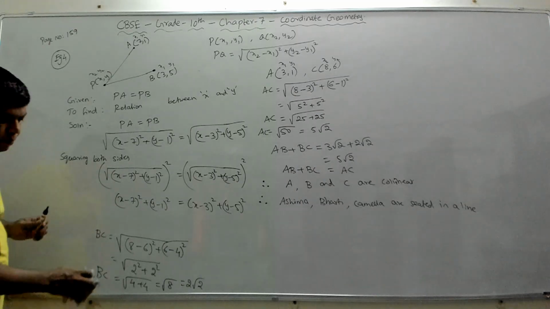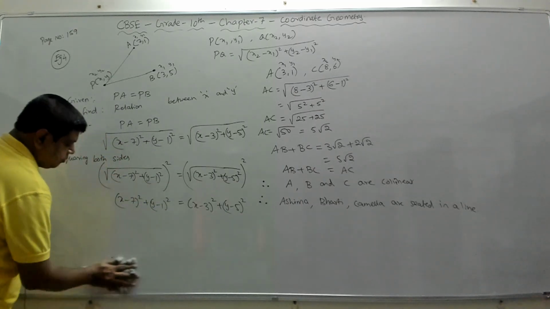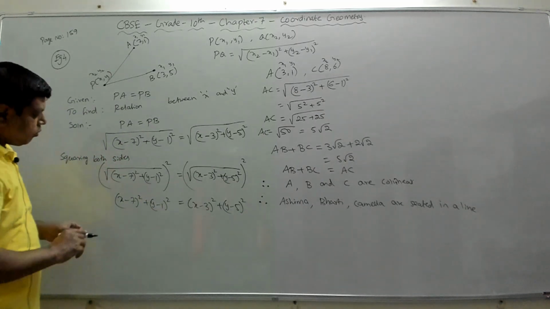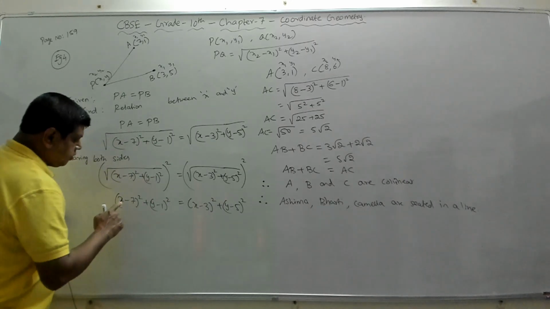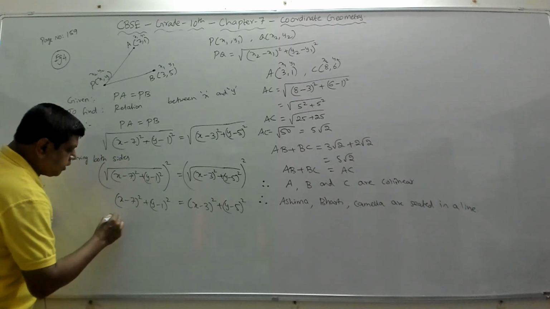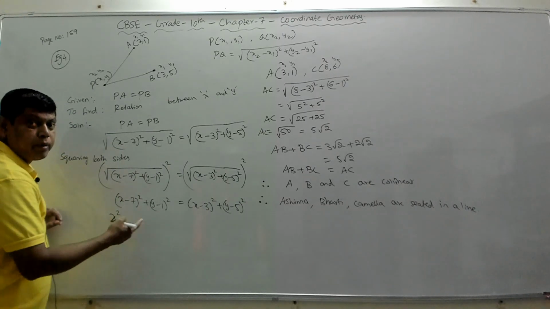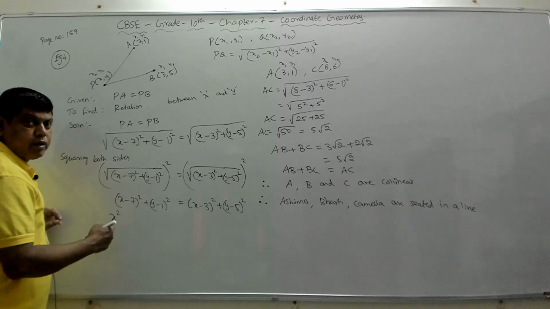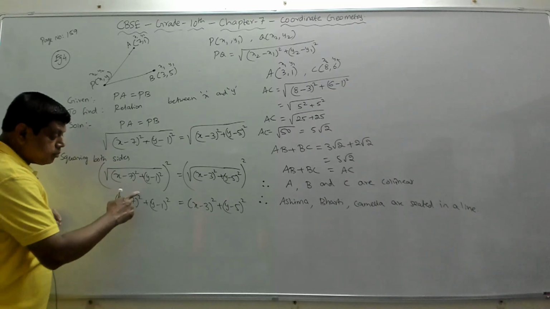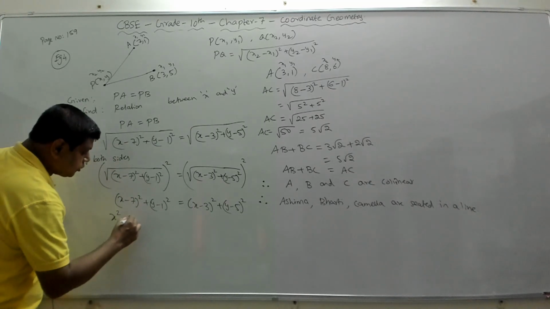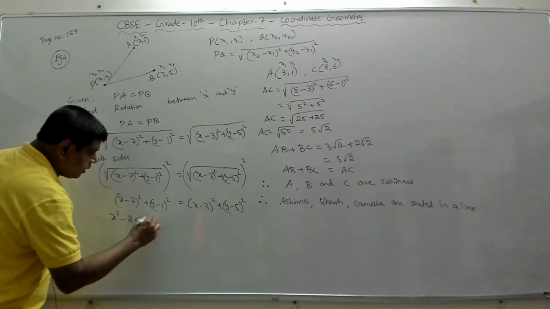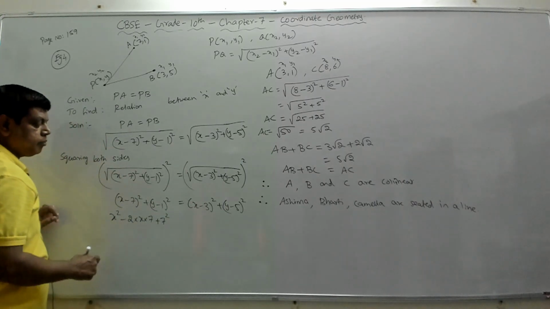Now if we try to expand this, what do we get? This is a minus b the whole square. So a square, but apply it properly, don't write x square, x minus 7 the whole square is not x square minus 7 square. I have seen many students making this mistake. You have to apply a minus b the whole square, that is a square minus 2 into a into b plus b square.